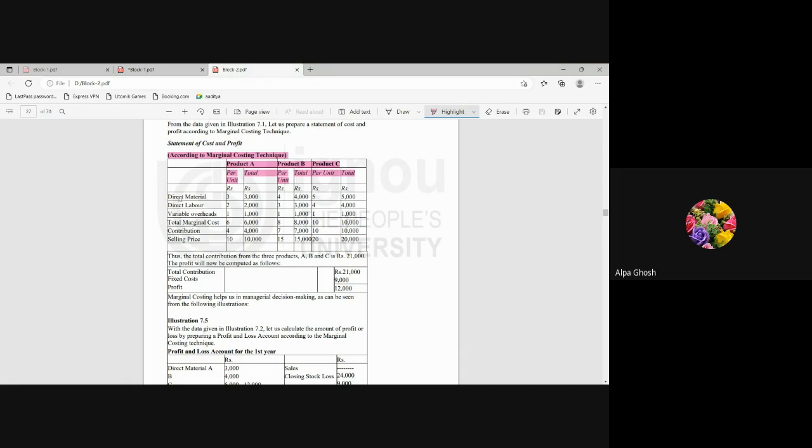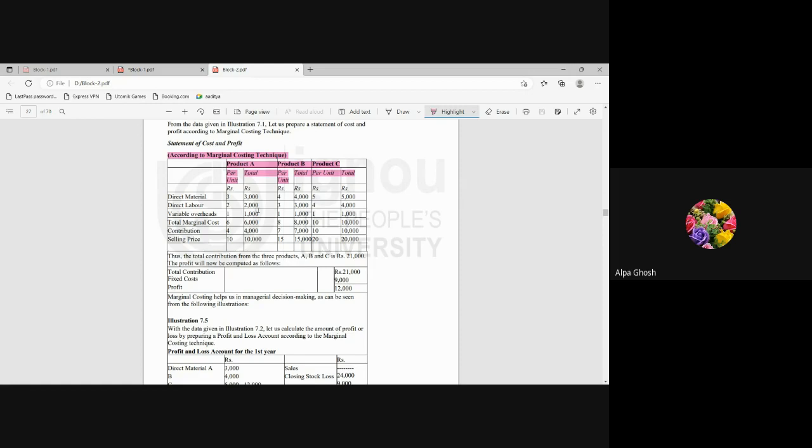This is the continuation of your previous question. The previous question only, we are going to understand this. Direct material was 3000. We are doing it product wise. For product A, direct material was 3000. Direct labor was 2000. And as I said, we do not take fixed cost.